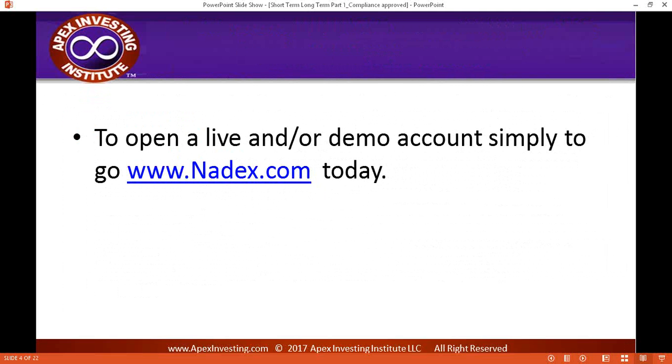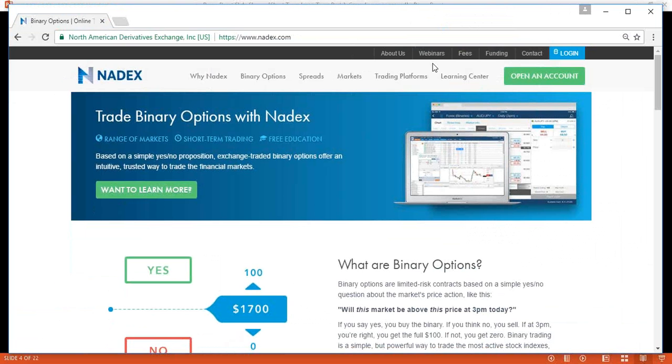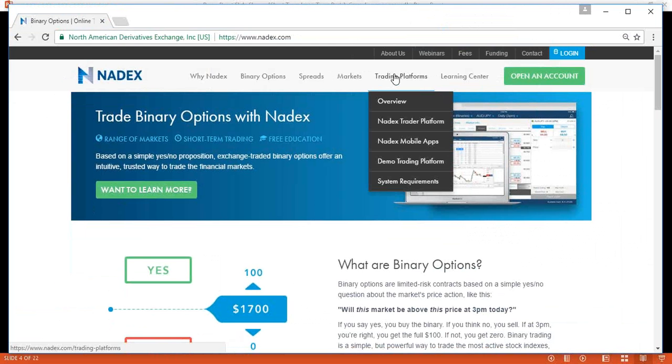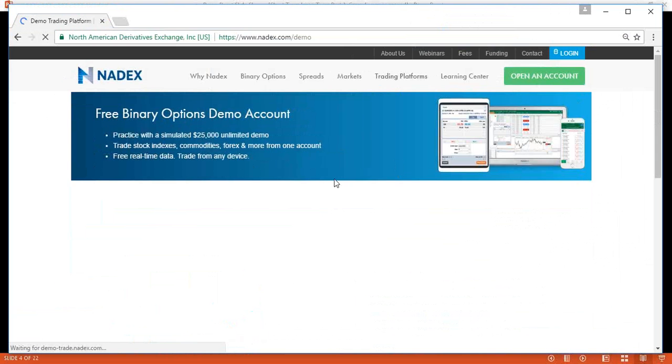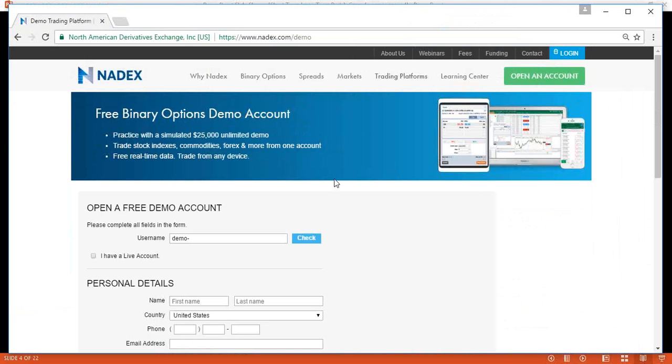For those of you that are brand new and not that familiar with Nadex, or even those of you that are and already have a live account, I just want to direct you over to the Nadex site. If you go over to the Nadex website, a couple things I want to point out real quick. Right here under trading platforms, some of you may be familiar with the online Nadex platform. They also have a mobile app, which is really great for on the go. But right here, demo trading platform. What I really want to focus on with you today is taking advantage of all the free resources that Nadex offers you.